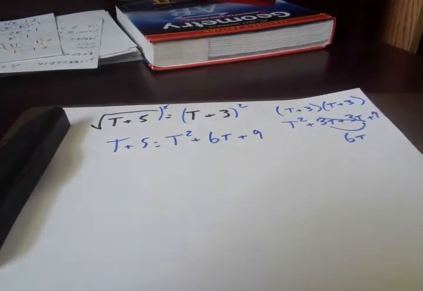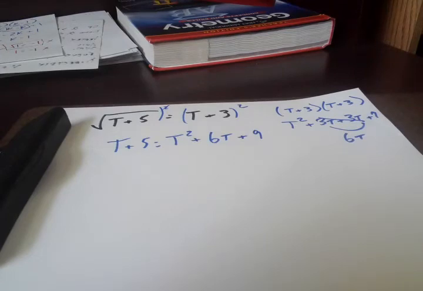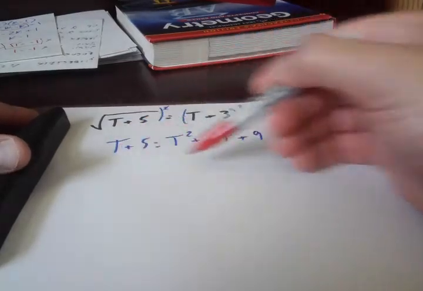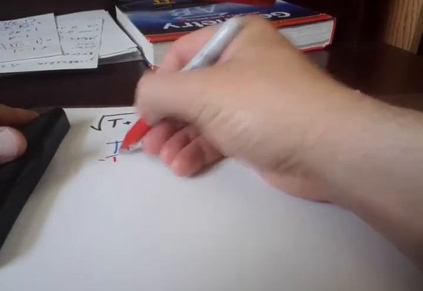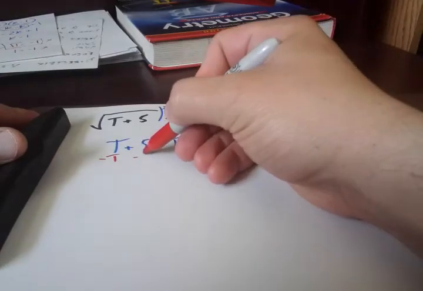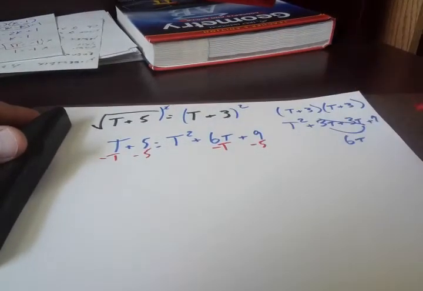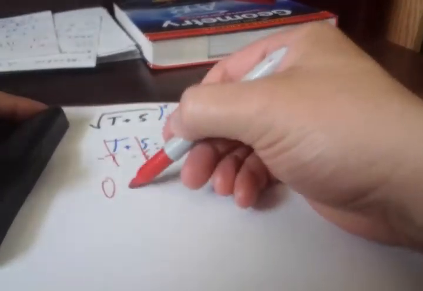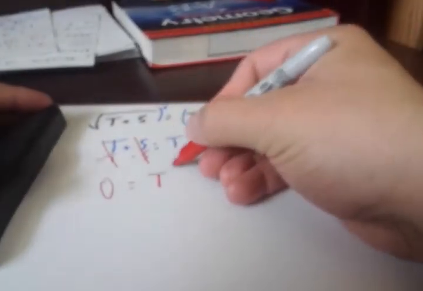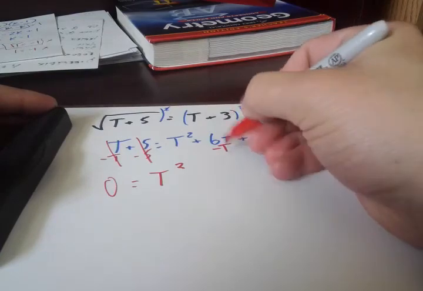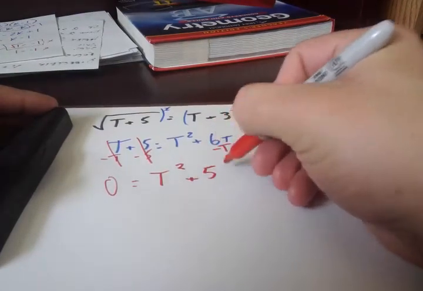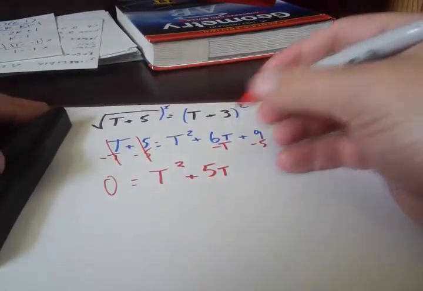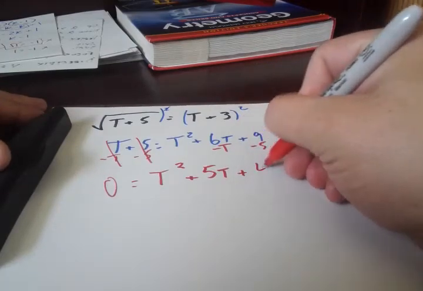All right. And the reason I chose this is last time we had a binomial. This time it will be trinomial factoring. Let's move the t and the 5 over towards this side. I will say minus t. I will say minus 5. Remember, we're setting it equal to 0. The t's cancel, 5's cancel, 0 is left. I have t squared. 6t minus t is a plus 5t. And 9 minus 5 is plus 4.